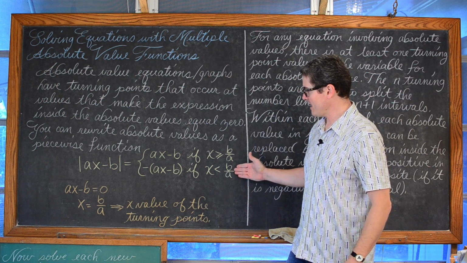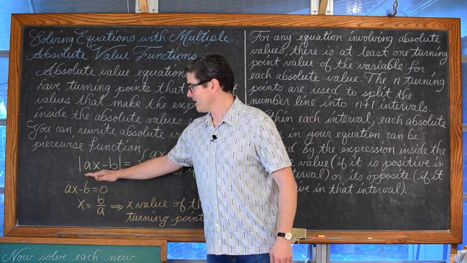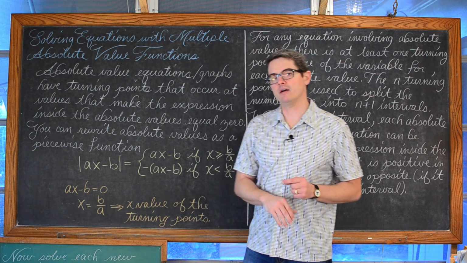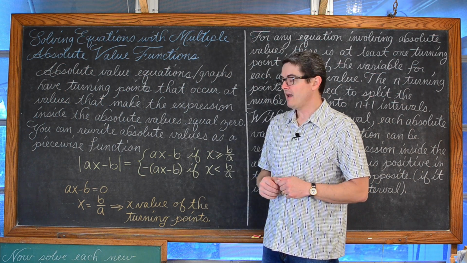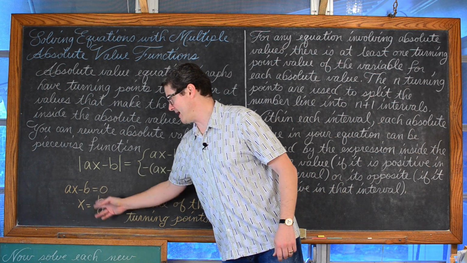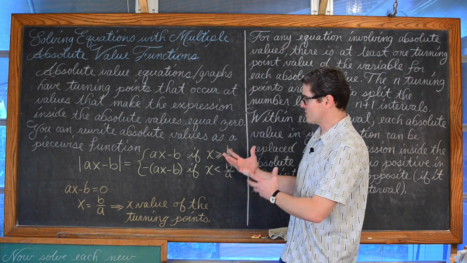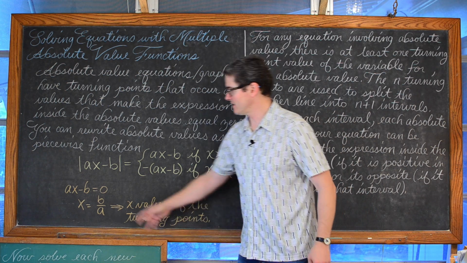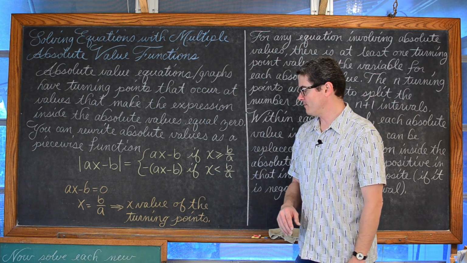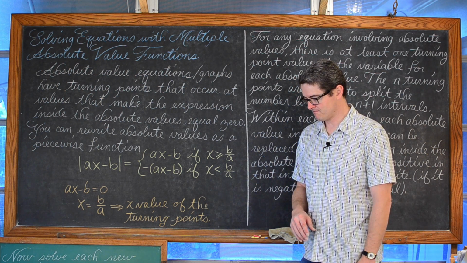This b over a idea is coming from the turning points, which come from taking the expression inside the absolute value equation or function and setting it equal to 0. Of course, we're going to add b and divide by a, and with this general form we get x is equal to b over a. This is the x value of the turning point.